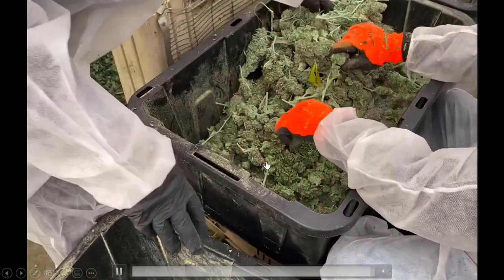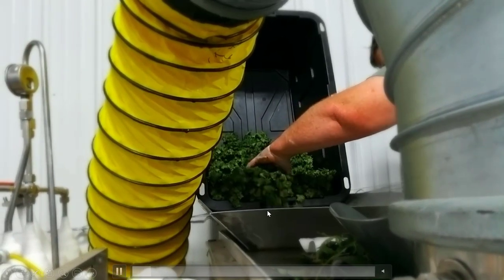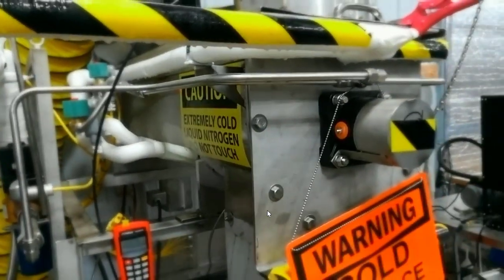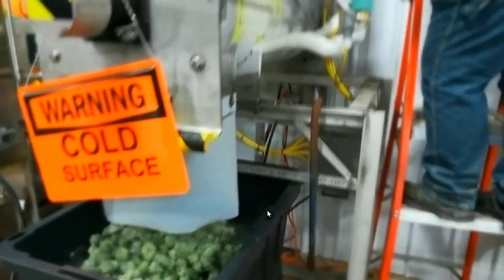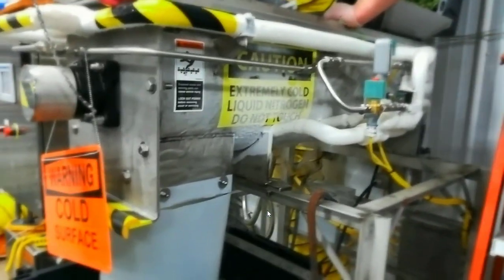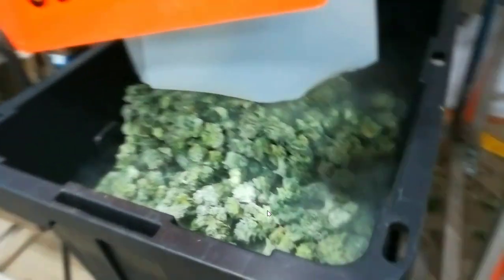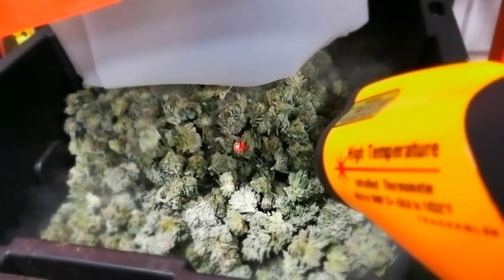So if you look in this bin, those are almost perfectly trimmed. Here's loading buds that have already been trimmed into an auger style freezer. And now these buds are ready to either go into the freezer or be immediately processed.